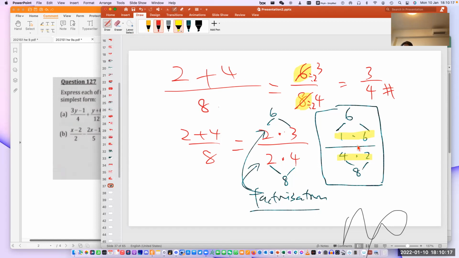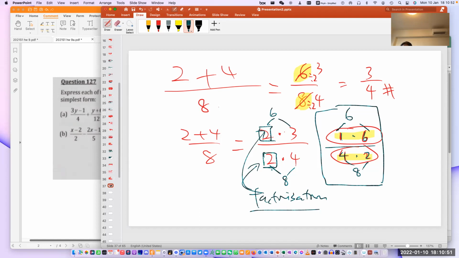Because if you split to 1 times 6, 4 times 2, you don't see anything common here, in both numerator and denominator. You have a 1, a 6, a 4, and a 2. So these are 4 different numbers. You don't have anything in common, so you cannot cancel. But if I split to 2 times 3, and 2 times 4, can I see that I have something common?